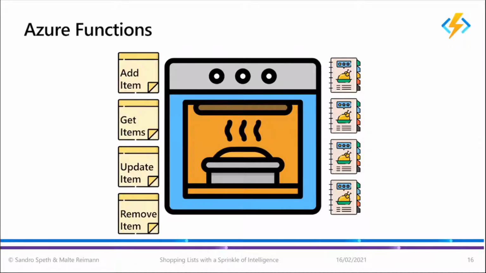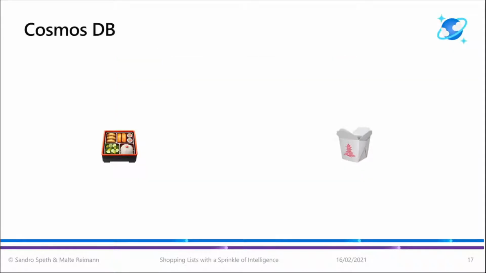And now, the second technology we are about to use is Cosmos DB. As you can see, we are keeping it simple for this one. We have a comparison again. On the left-hand side, there's this bento box. It is food neatly arranged into different dividers or categories. So that might be your traditional SQL database where you have a clear structure of how you organize the data.